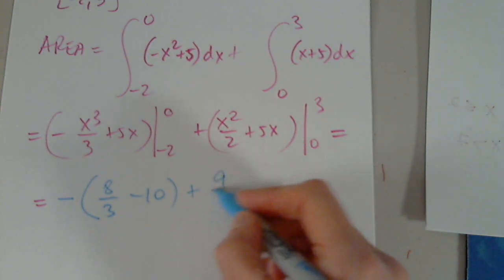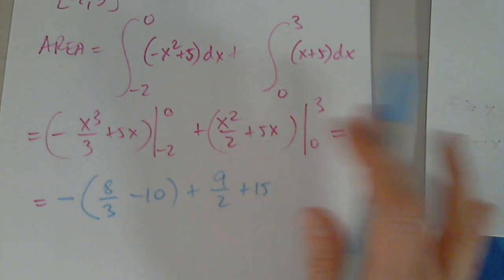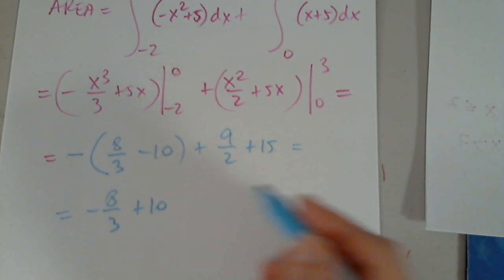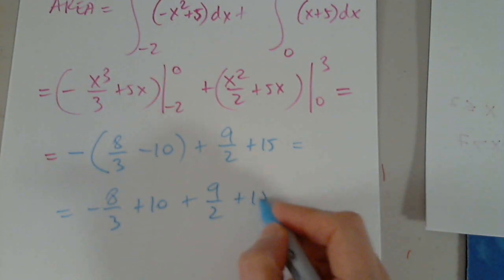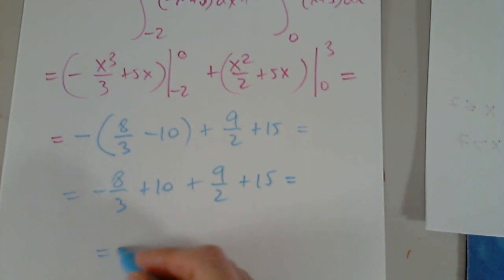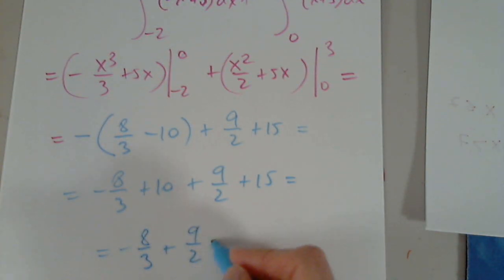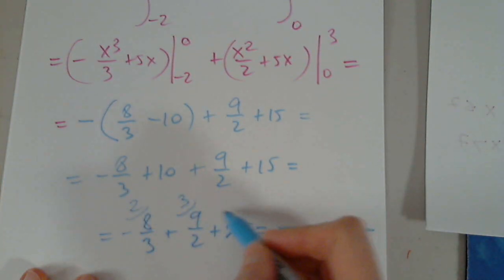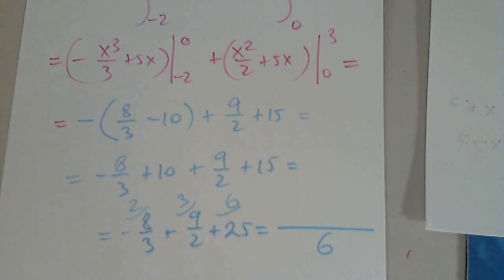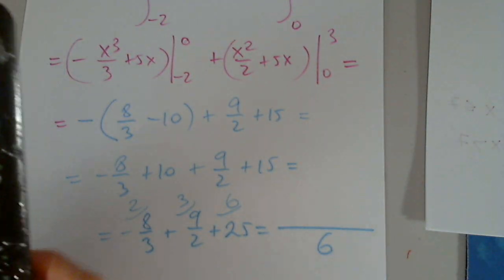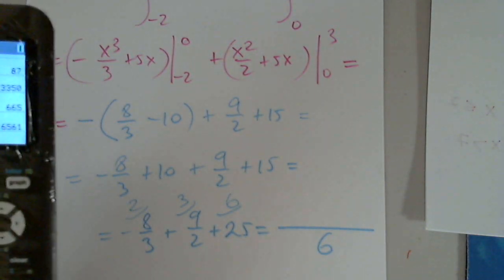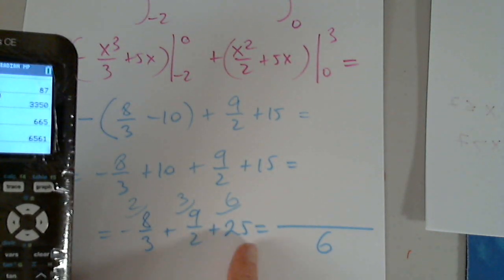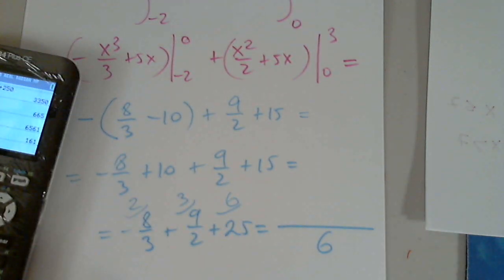When I plug in 3, I get 9/2 plus 15. Luckily, when I plug in 0, I get nothing. So negative 8/3 and plus 10 plus 9/2 and plus 15. So negative 8/3 and plus 9/2 and plus 25. LCD is 6: 2, 3, and 6. And I'm lazy now. So negative 16 plus 27 and plus 6 times 25. Negative 16 plus 27, yes, 161.